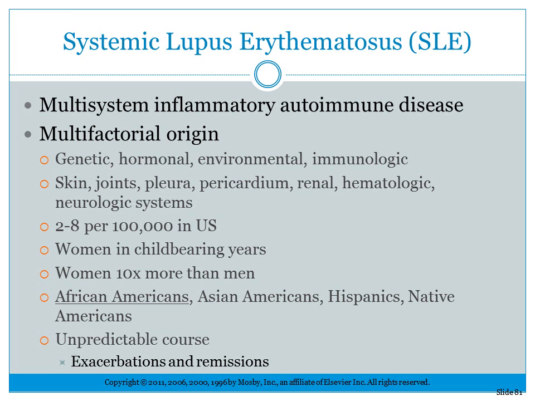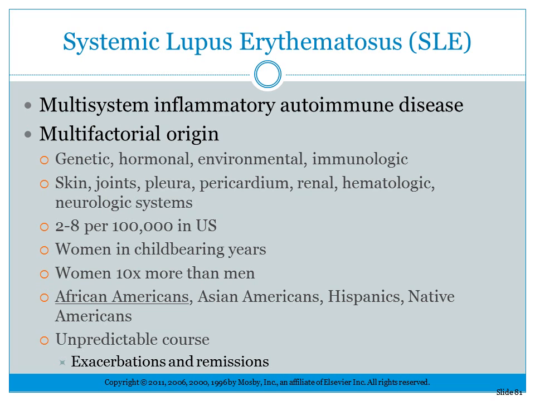The next disease I'd like to talk about is systemic lupus erythematosus. It is a very complex disease of multifactorial origins, including genetics, hormones, the environment, and immunologic factors. It can affect the skin and the joints. It can affect the pleura of the lungs and the pericardium, our kidneys, our blood system, and neurologic systems as well.